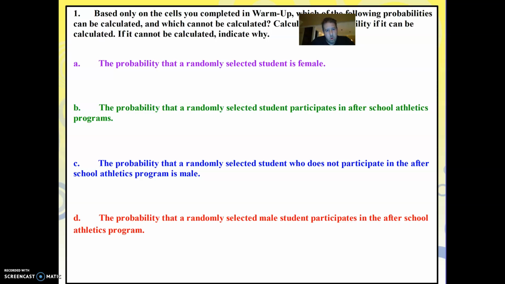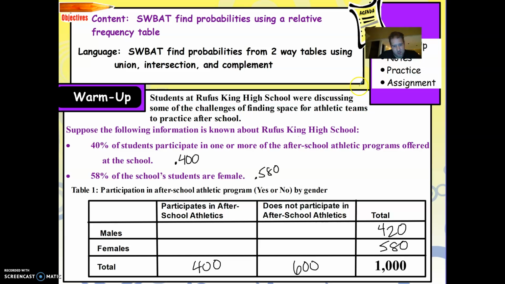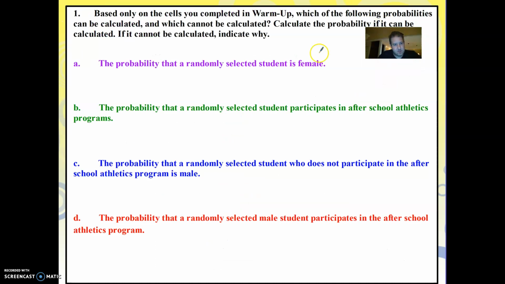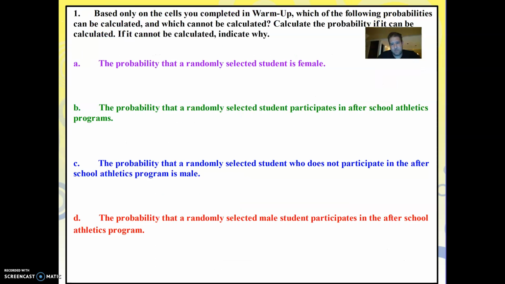Based only on the cells you completed in the warm-up, which of the following probabilities can be calculated, and which ones cannot? I just kind of answered that, and that's why I stood there for a second, because I couldn't remember if we were supposed to know that already. The probability that a randomly selected student is a female: yes, we can figure that out, since that's actually what was given to us. The probability a randomly selected student participates in an after-school activity: okay, we can do that. The probability that a student is male and in a program, we can't do this one. That's the only thing we do not know. So we were able to figure out all of the marginal data. We just haven't been able to figure out all the index.